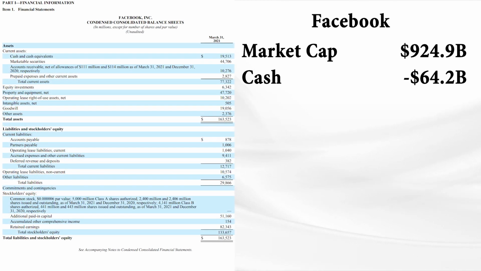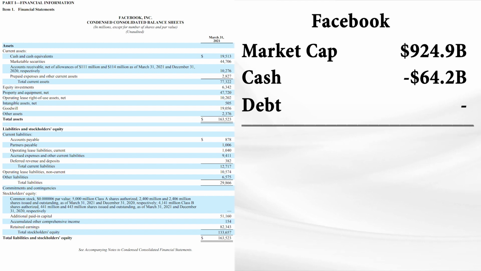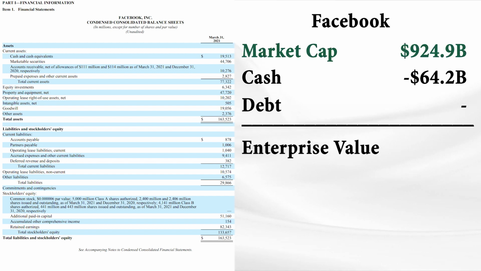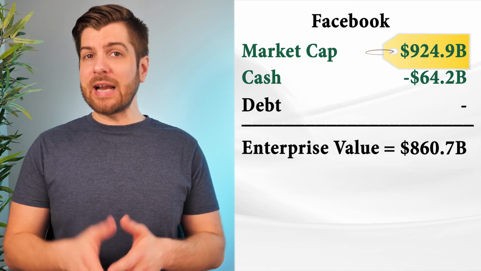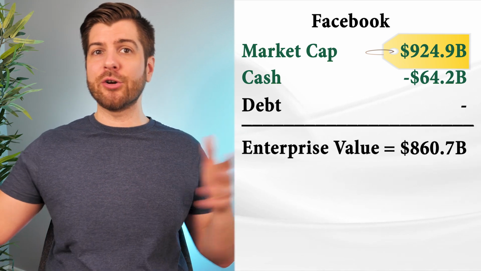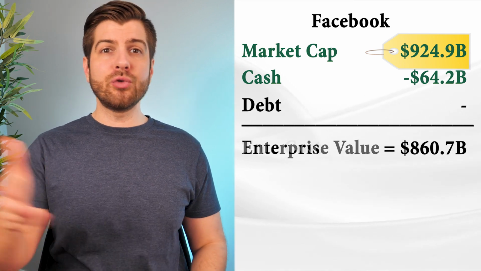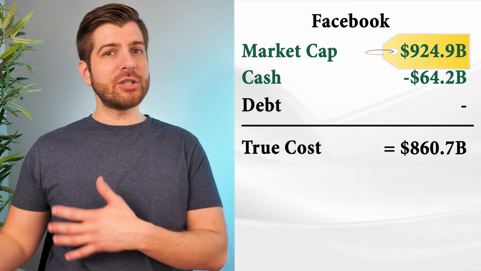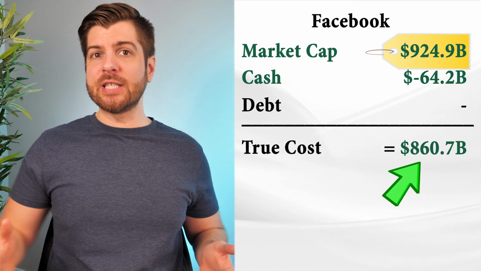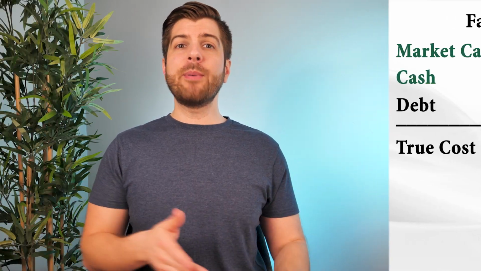And going back to the balance sheet quickly, we can also see that Facebook has zero debt. And therefore, we can calculate Facebook's enterprise value as that market cap amount of just under $925 billion, subtract the cash and cash equivalents of $64.2 billion, equals just under $861 billion. This means that although the price tag on Facebook is just under $925 billion, the true cost to buy Facebook is actually lower at that $861 billion amount. An easy way to think about it is this.